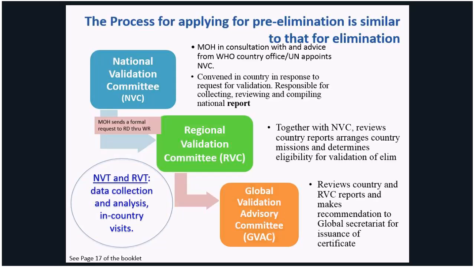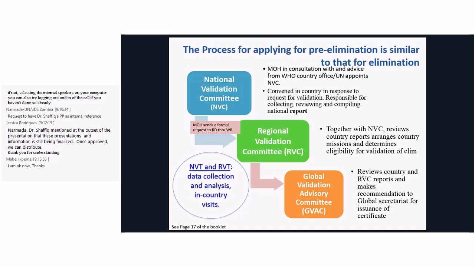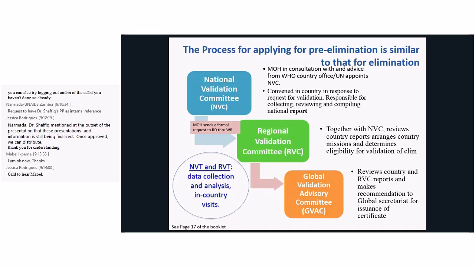Once the Regional Validation Committee has done their work, this report is sent to the Global Validation Advisory Committee, which reviews the report written by the Regional Validation Committee, and also refers to the report written by the country, and makes an independent recommendation to the WHO Director General through the Secretariat regarding the status of the assessment of that country and compliance with the set standards, criteria and processes. Next slide.